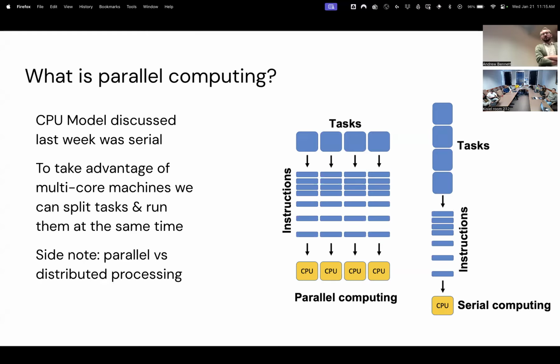So now that we have multi-core machines, essentially you can split your tasks into little chunks that are, quote unquote, independent. We'll talk about that in a second. And run them at the same time. So you have multiple CPU cores that can each individually do their own thing. Easy peasy. One side note that I wanted to make sure I highlighted: we're talking about parallel computing.